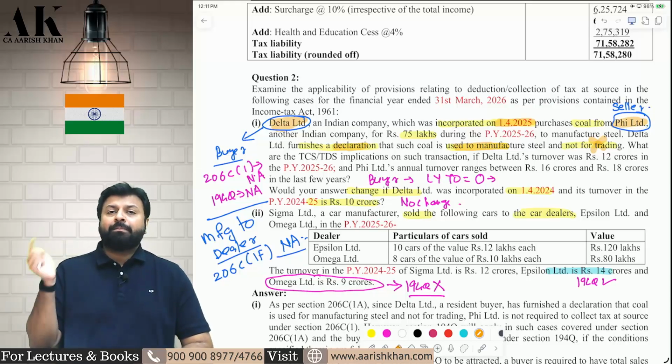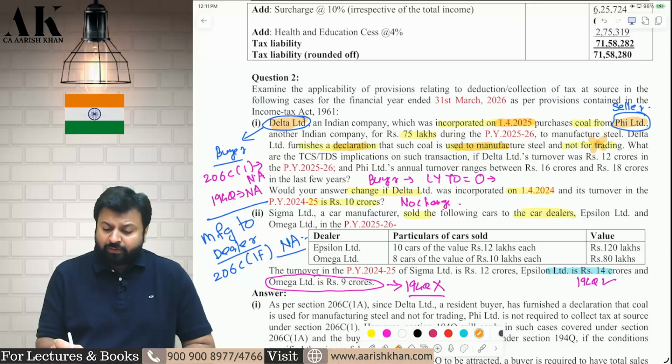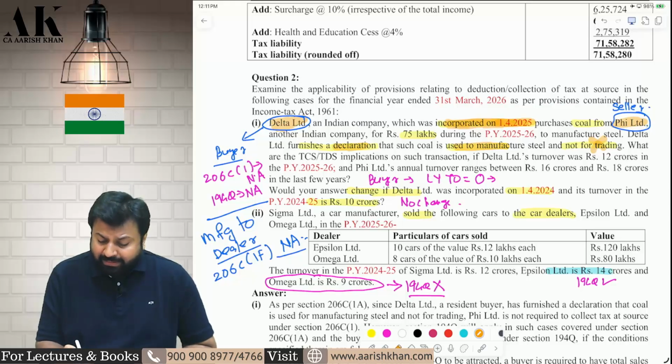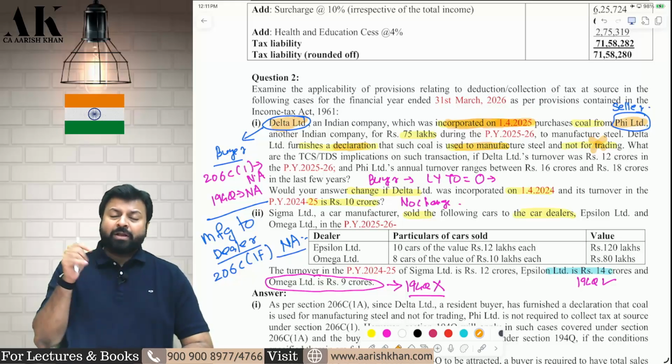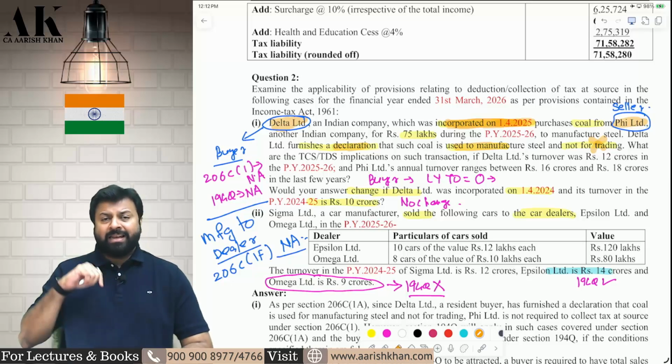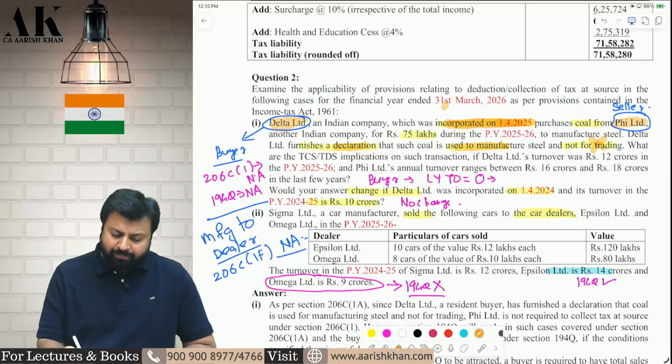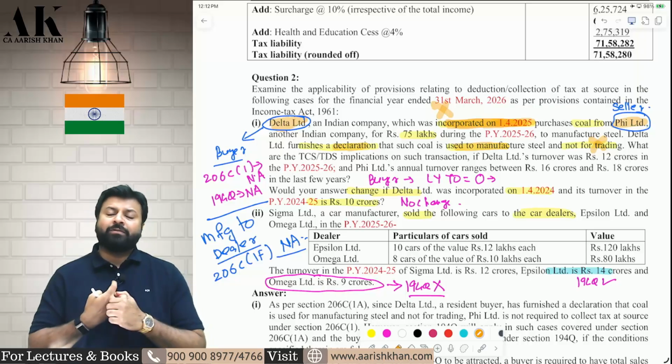But in this case, even the buyer will not be liable to deduct TDS under 194Q, because for 194Q, your last year turnover should be more than 10 crore, business turnover should be more than 10 crore, and the buyer is incorporated in the current year. Now, because the buyer is incorporated in the current year, the last year business turnover is zero. Therefore, the buyer is not liable to deduct TDS also in 194Q.